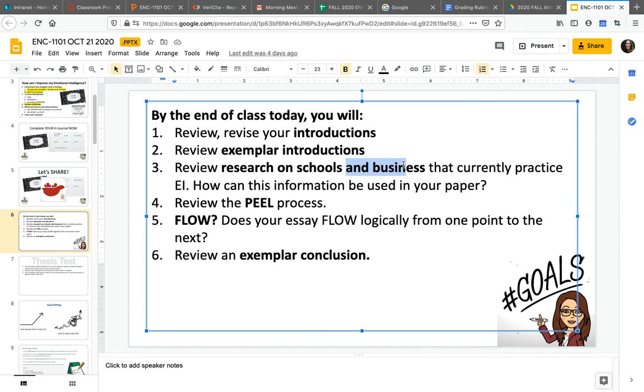Your paper is going to be due Friday night. So that was the other big thing I wanted to remind you of: on Friday night, I need to see a revised rough draft with the research on schools and businesses that use EI in your paper. Make sure you're trying to peel your paragraphs and start really working on the flow of your paper.